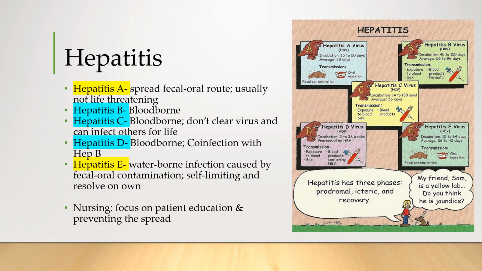Hepatitis D tends to come from untreated hepatitis B. And then hepatitis E, this is typically self-limiting. It is a waterborne infection. The new aspect with hepatitis E, because that really hasn't been well known for a long time, is that it comes from water and fruits and vegetables that may be contaminated.